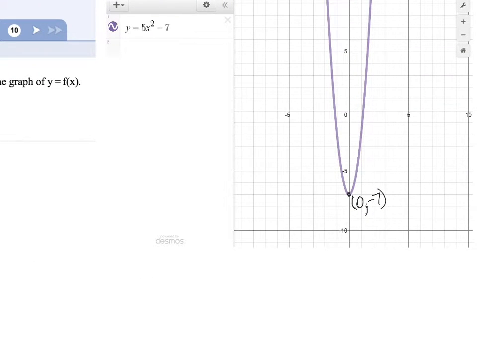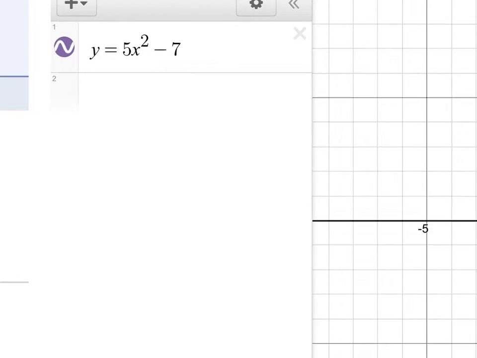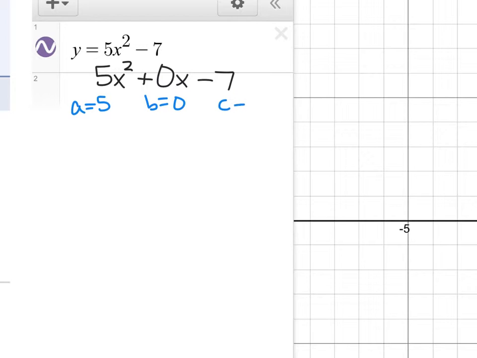Now, to be sure about that, I'll show you that step again. What is our a value? We're going to go up here and think about this. So this is 5x squared plus 0x minus 7, and that's your basic format: something x squared plus something x plus something. In this case, it's a minus something because it's going to be negative. So that means a is equal to 5, b is equal to 0, and c is equal to negative 7.